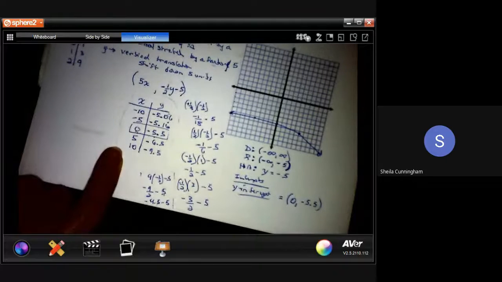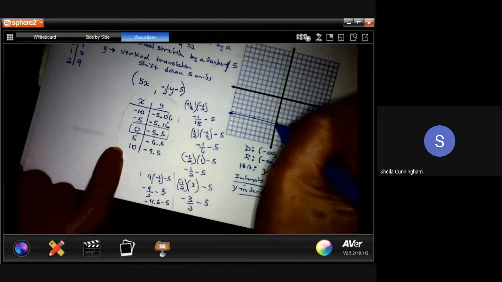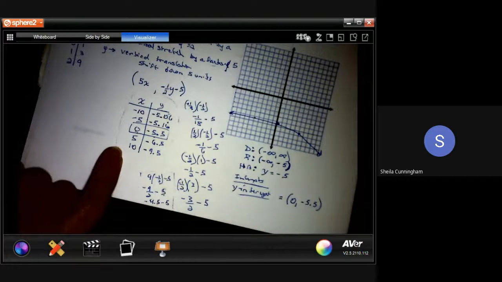So, whoops, drop my pen. So this here ends up being my y-intercept.